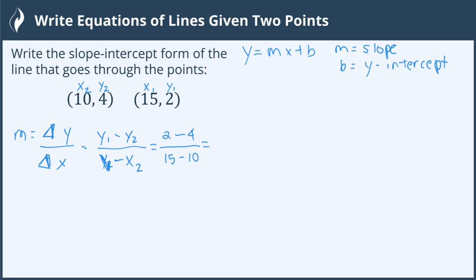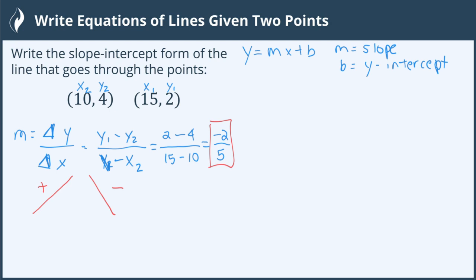Okay, so now 2 minus 4 is going to give me a negative 2. 15 minus 10 is going to give me a 5. So my slope is negative 2/5. That means it's going to be going down instead of up. A slope that's positive is going to go like this, and a slope that's negative goes like this. That's all that means.